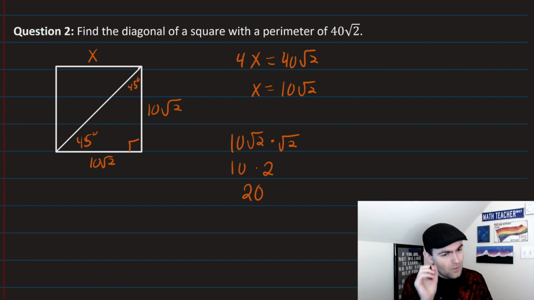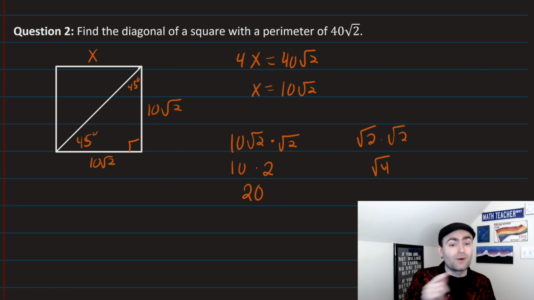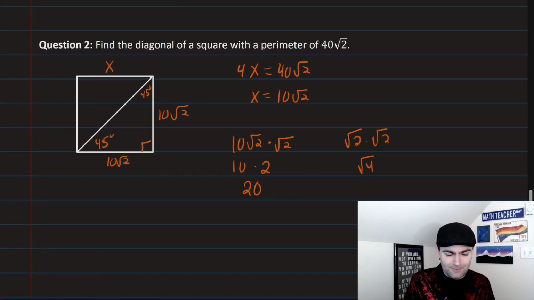If you need a little bit more connection there, the square root of 2 times the square root of 2 is also just the square root of 4, and the square root of 4 is 2. So if it didn't make sense that the square and the square root cancel, maybe that will. That is it for this one though.